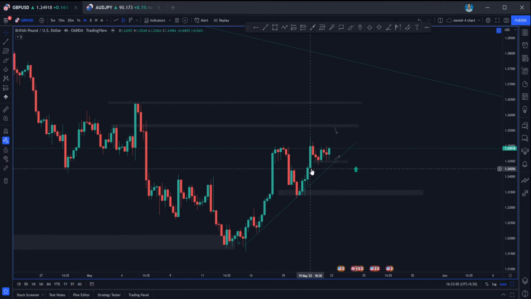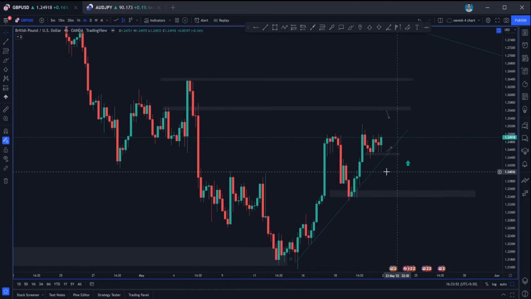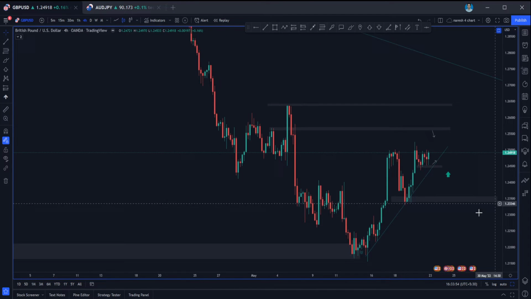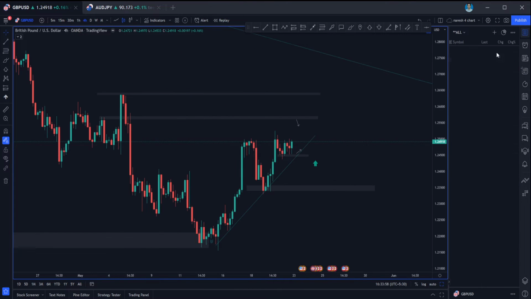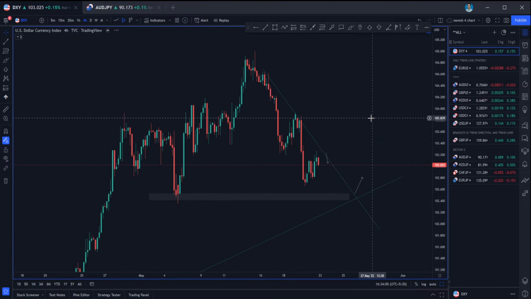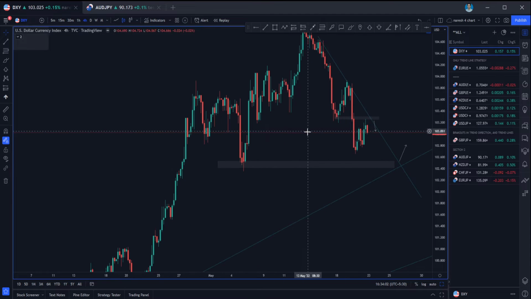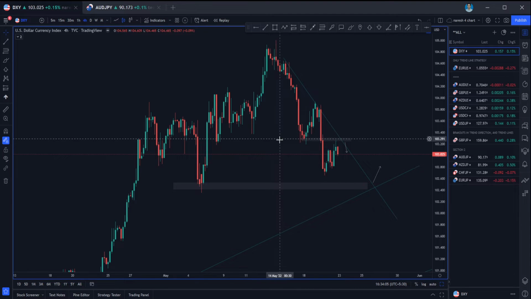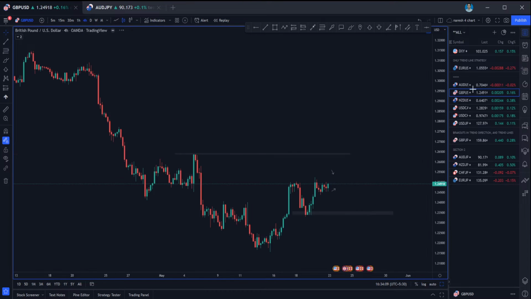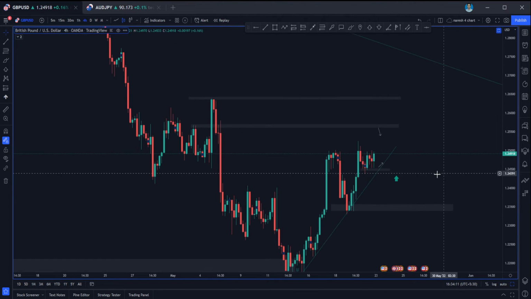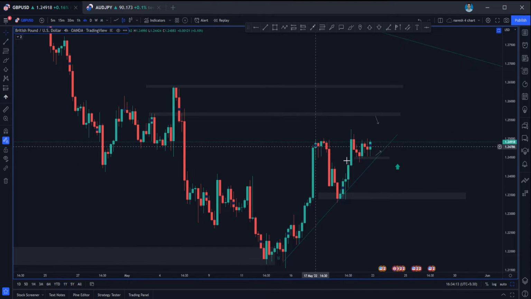So nothing big in the analysis, guys, because all pairs are moving violently based on the DXY. As we know, the DXY, the dollar, is moving very strongly up and down, and as we know, the interest rate of the dollar is also going to increase. So that's why it is moving up and down violently now.